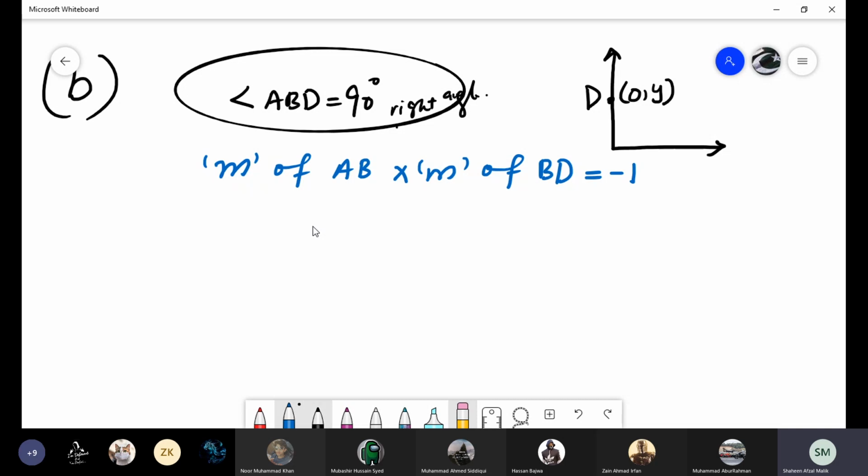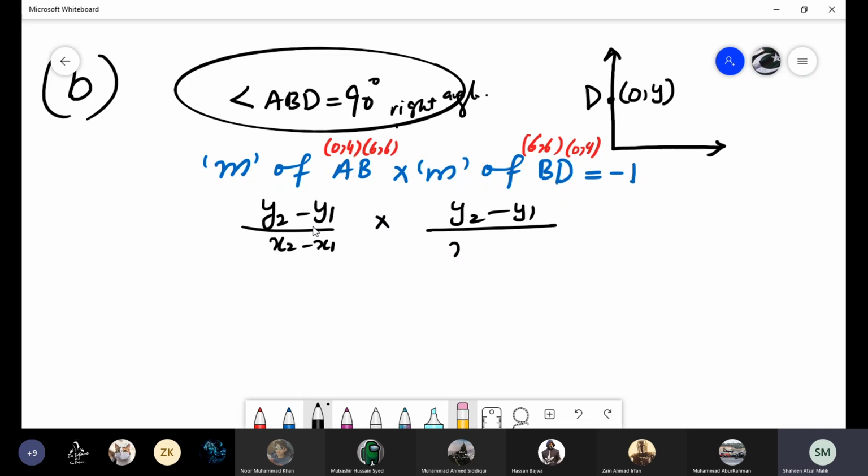I'm writing the points at the top so it will be easy for you to tell me. A is (0, 4), B is (6, 6). And for BD, B is (6, 6), and this time D is (0, y). What is the slope formula? (y2 minus y1) over (x2 minus x1). Here also the same formula, keep it equal to -1.